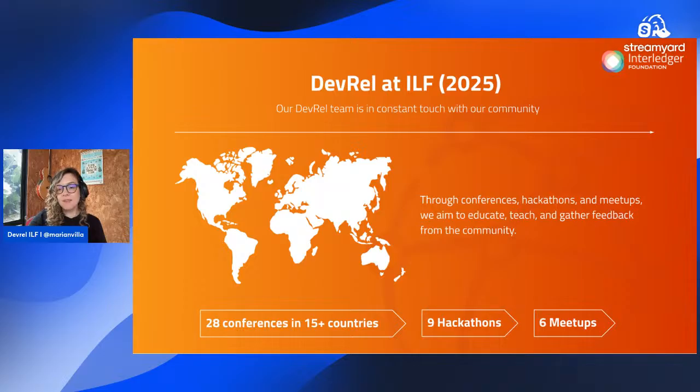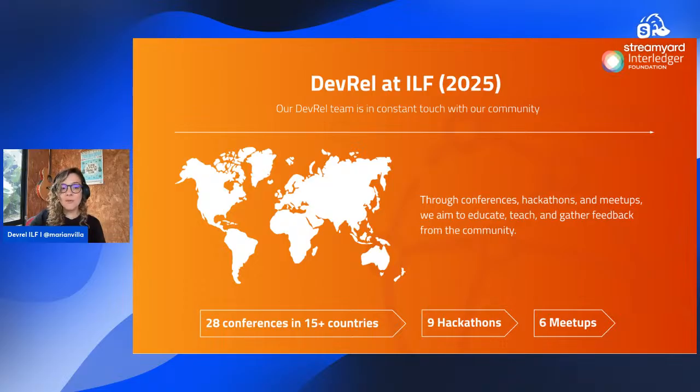So DevRel at the ILF, this is 2025. This year we are running the hackathon here in South America, in Colombia. But last year we were in Mexico running different hackathons in Oaxaca, Aguascalientes, Ciudad de Mexico, and Estado de Mexico, and also different meetups and attending different hackathons around the world.